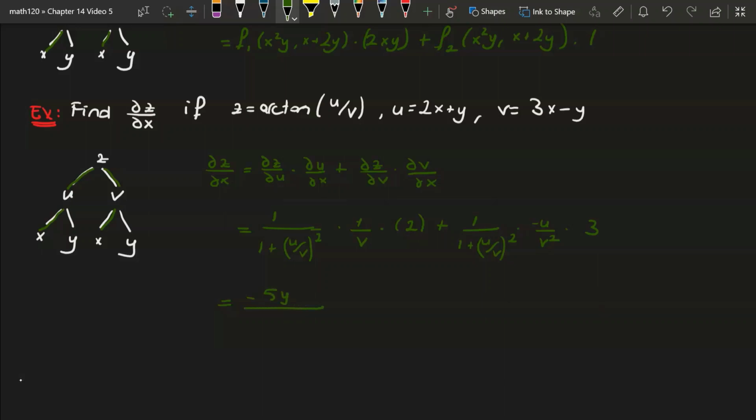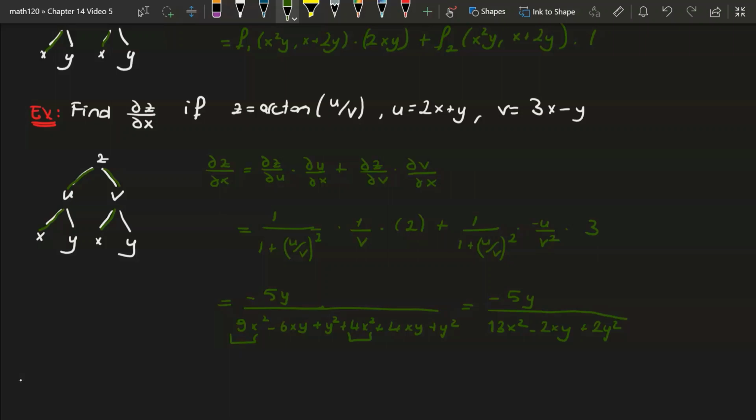If I did it correctly, at the end you will get minus 5y over 9x squared minus 6xy plus y squared plus 4x squared plus 4xy plus y squared. Of course, this is not the simplest form. Minus 5y over 13x squared minus 2xy plus 2y squared. Okay? All right.